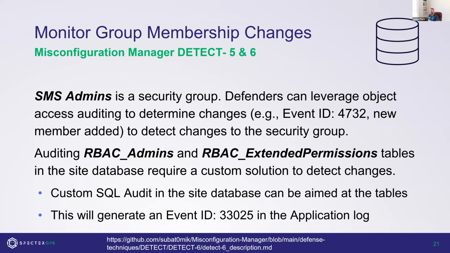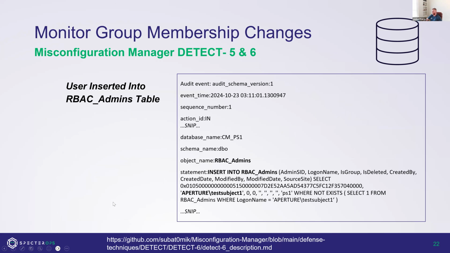Essentially, you're going to make your own event ID, and you're going to say, monitor changes to the RBAC admin table, and let me know when there's an insert into the RBAC admin table or the RBAC extended permission tables. If there's an insert into either one of those tables and you've turned on this custom SQL audit, you're going to get an event ID 33025, which is actually a really, really verbose log. It was kind of nice. I had to snip it a couple parts because it was just so long.